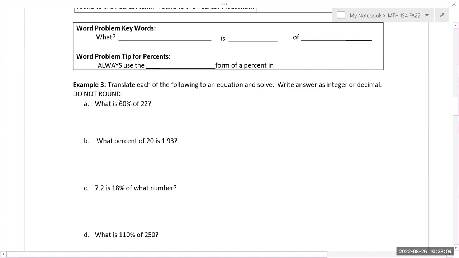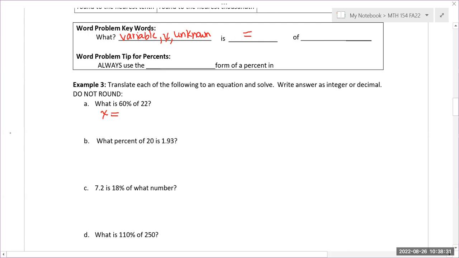So if you had a question that said, what is 60% of 22? What does what mean? What is going to be your variable? It's what you're looking for. What? Usually it would be X, it's something unknown. You pick your letter though, it doesn't really matter. Now the is always means equals.